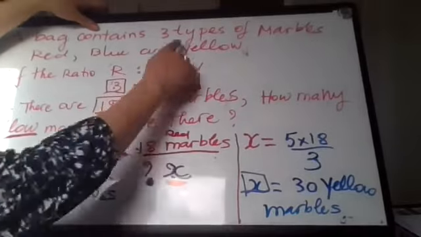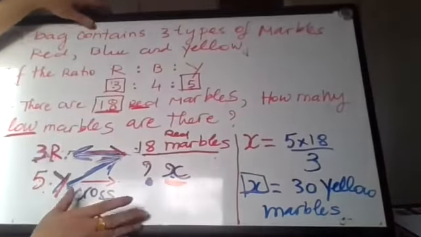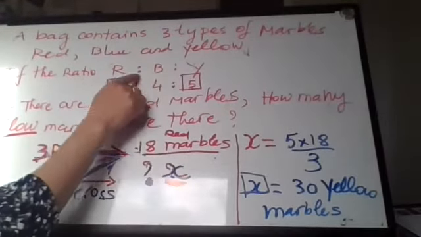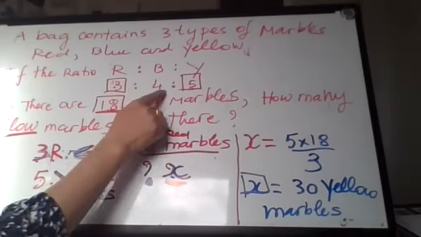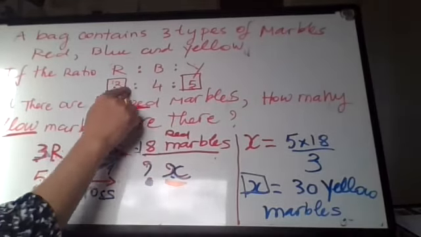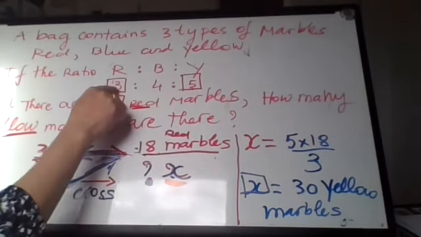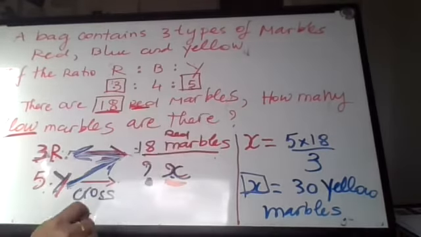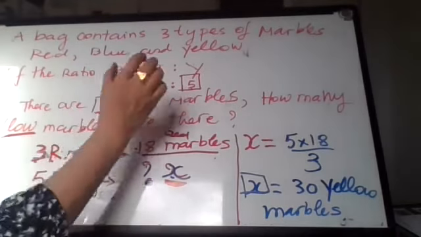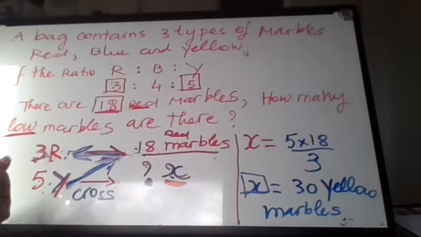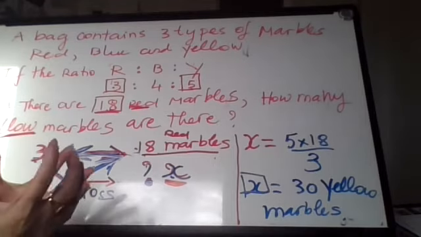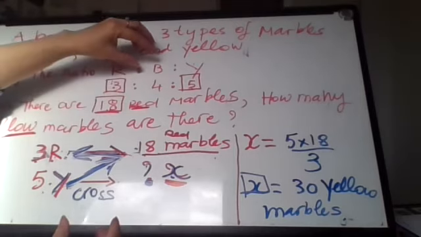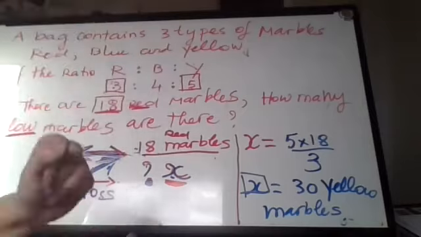Say a bag contains 3 types of marbles, red, blue, and yellow. And given the ratio of red to blue to yellow is 3 to 4 to 5. So it means 3 pair with red, 4 pair with blue, and 5 pair with yellow. Now the numbers 3, 4, and 5 are just the portions, how you divide a box into 3 portions of red marbles, 4 portions of blue marbles, and 5 portions of yellow marbles.